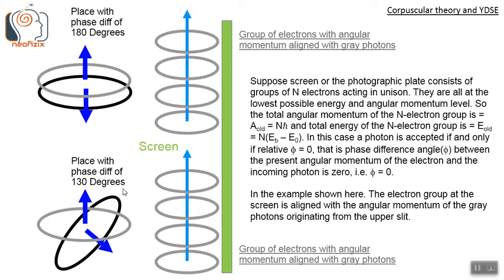So in case this bunch of electrons, this group of n electrons, is at the lowest energy and angular momentum state, they can only interact with the photons which have the same angular momentum sense as themselves, that is angular momentum parallel, like these gray particles here. See, these gray electrons will only interact with these gray photons here. So that is the meaning of it, at the lowest angular momentum and energy level.